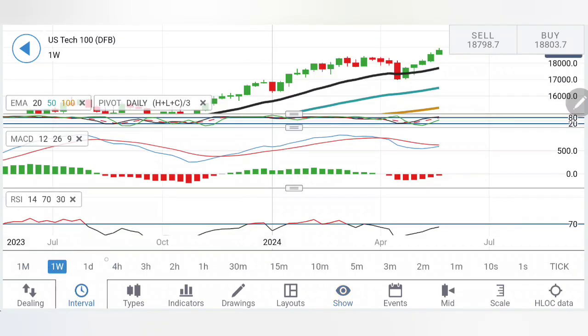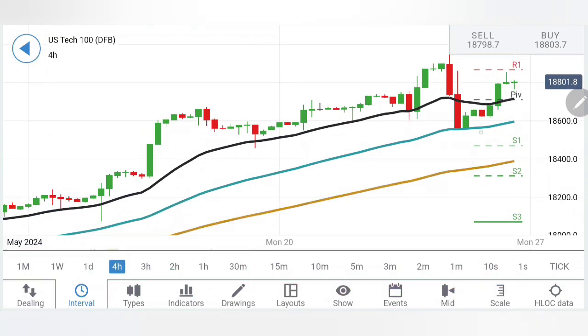Let's start in this update. First, we look into charts and indicators. Towards the end, I will be giving you trading levels and strategy watch.